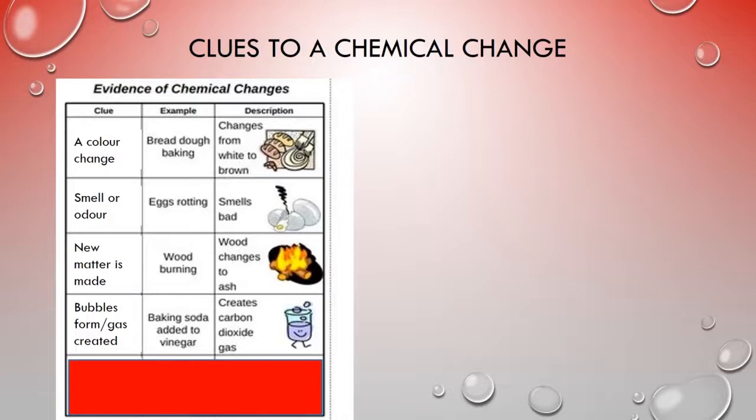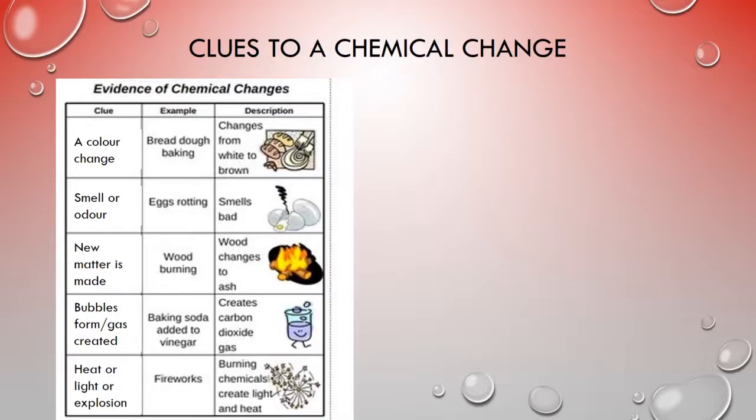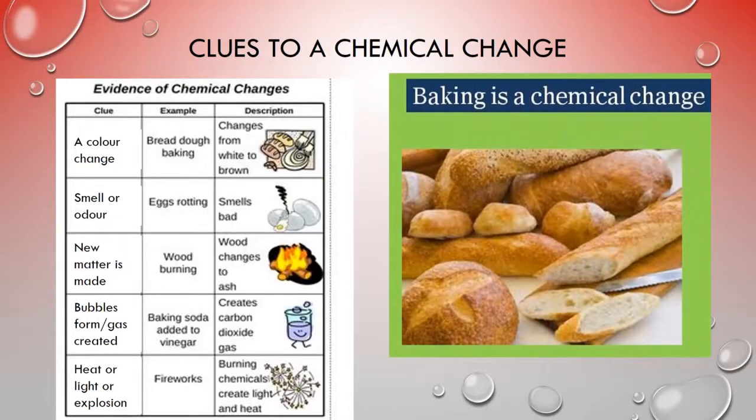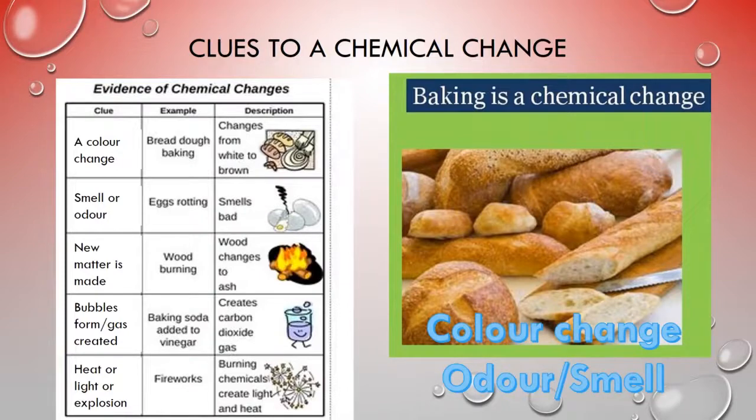And finally, if heat or light are given off, or there is an explosion, such as with fireworks, the burning chemicals create heat and light, and often accompanied with a loud bang or boom. Those are all clues to something being a chemical change. So we know, for example, that baking bread is a chemical change. There is a change in color, and there's also the odor and smell.